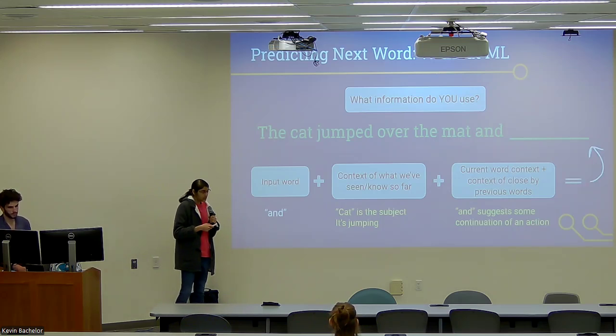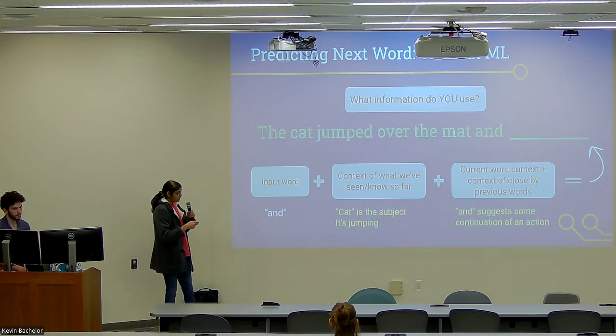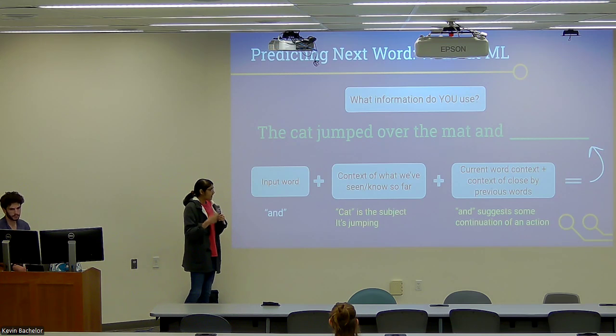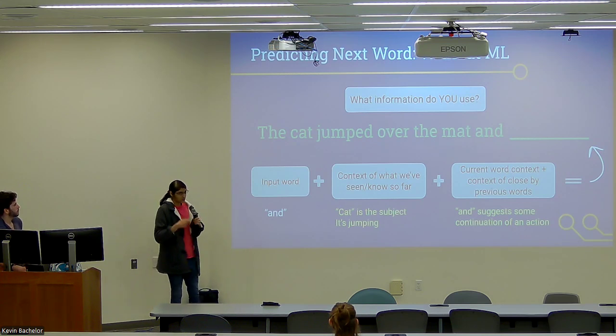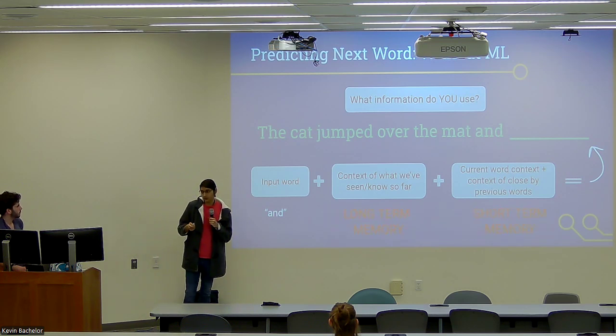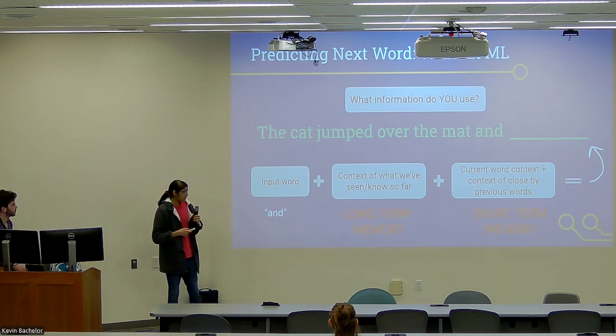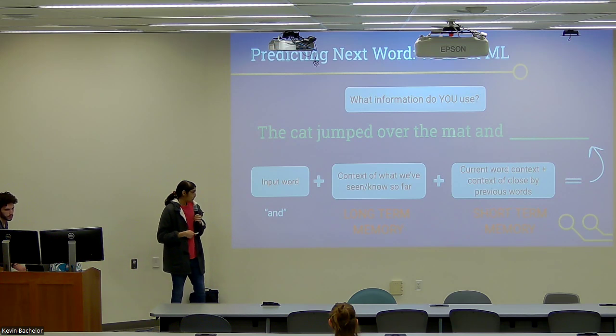And we combined all this information in some way. In our brains, we combined it in some way, and using all this information, we were able to determine that the next word can be "fell over". Next.